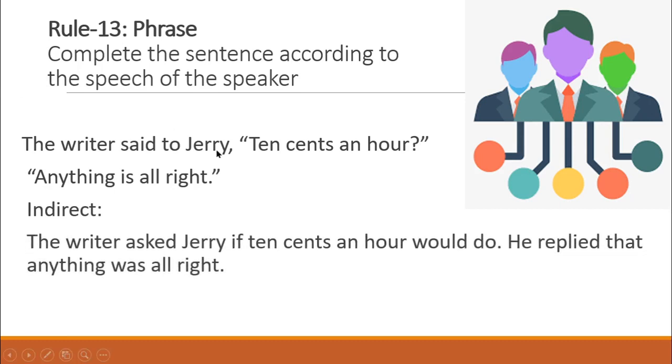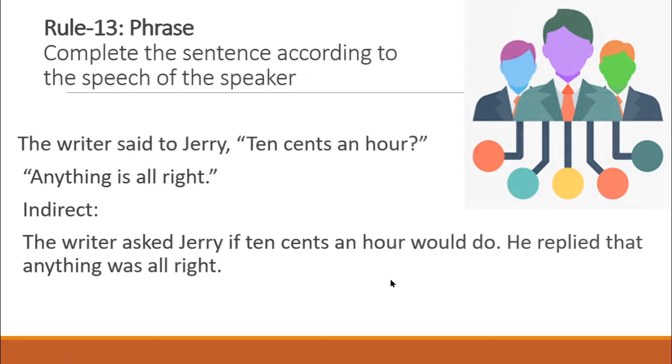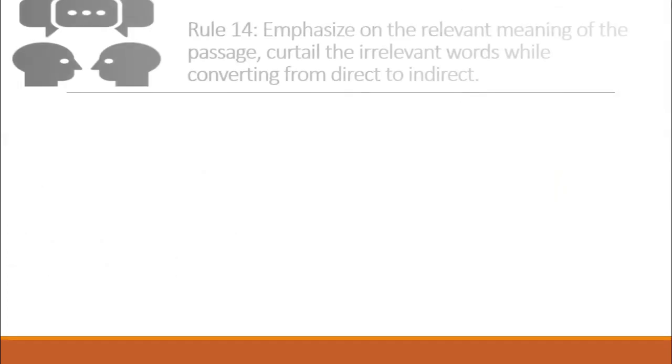The writer asked Jerry if ten cents an hour would do. He replied that anything was alright. So we made this phrase a sentence. So you see, the writer said to Jerry "ten cents an hour," and we have written that the writer asked Jerry if ten cents an hour would do. Right. So move to the next rule.